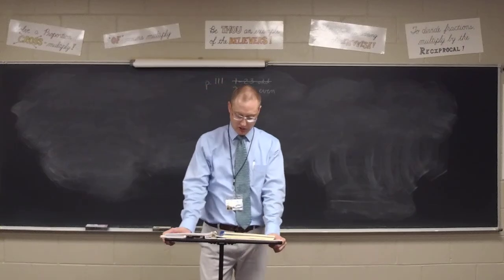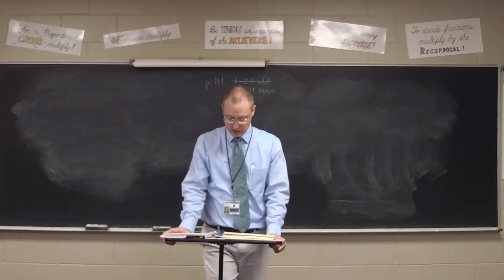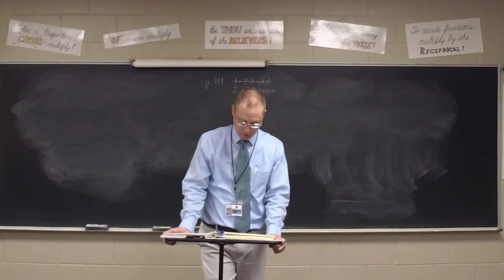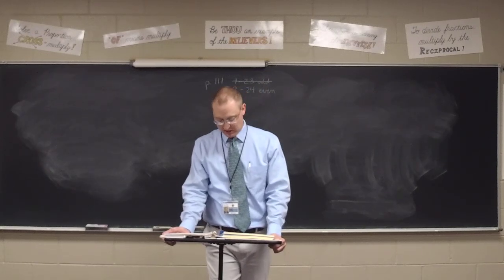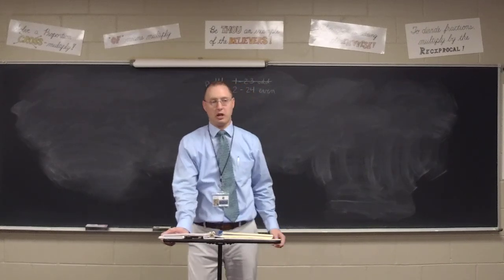2 times negative 6, you notice, gives negative 12. Then they multiply that negative 12 times the negative 3 to get 36. Then they multiply the 36 times the 2 to get 72. Then they multiply the 72 times the negative 1 to get negative 72. But there's a much easier way to do this.